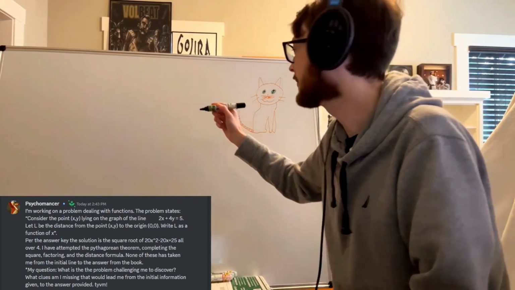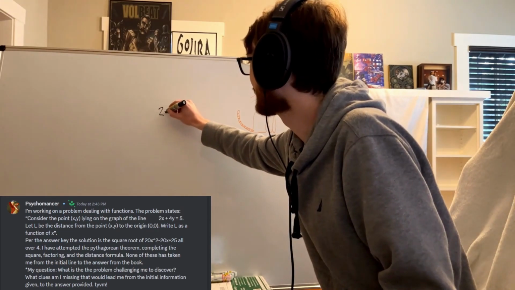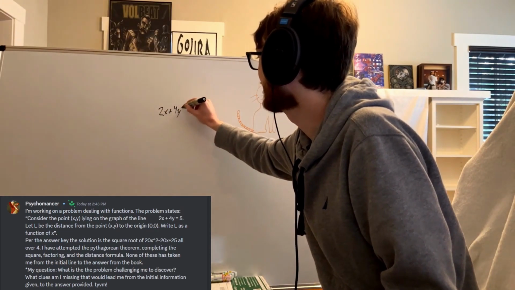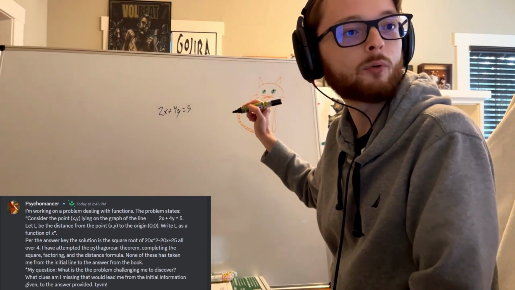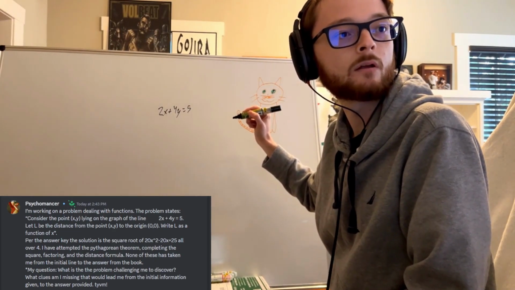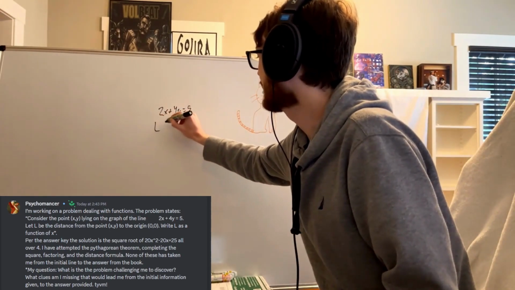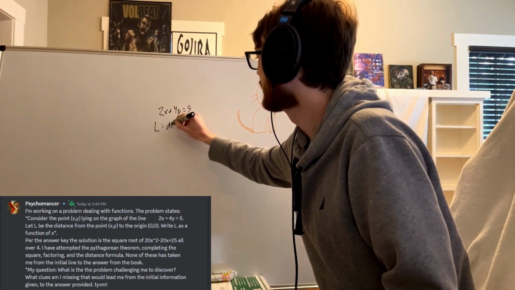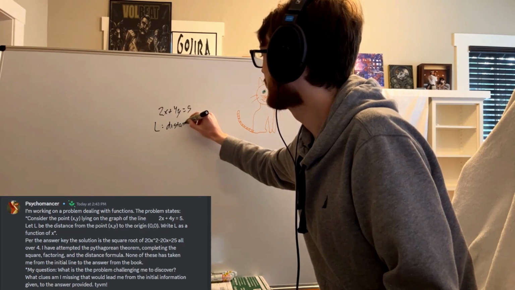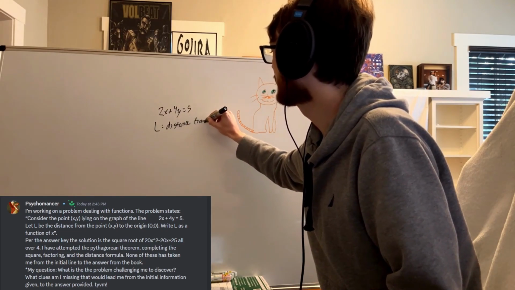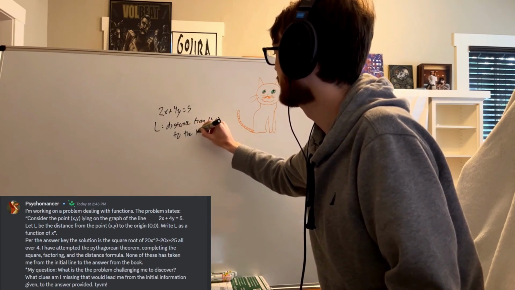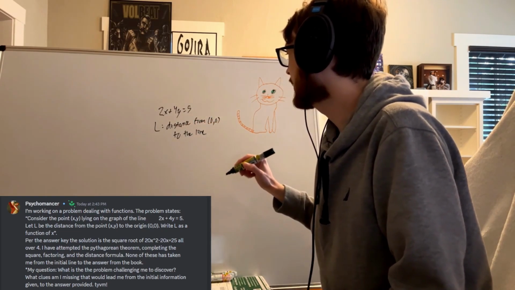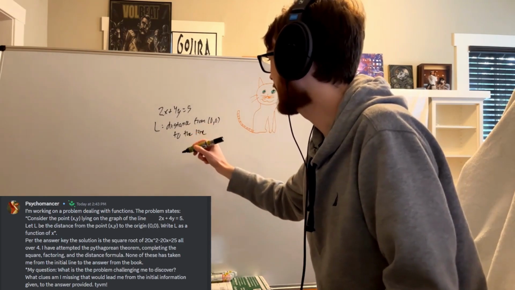Okay, so we have a line in standard form, 2x plus 4y equals 5. And then we have a point. L is the distance from the origin to the line. And we can use the distance formula for this. We do want to rearrange this.